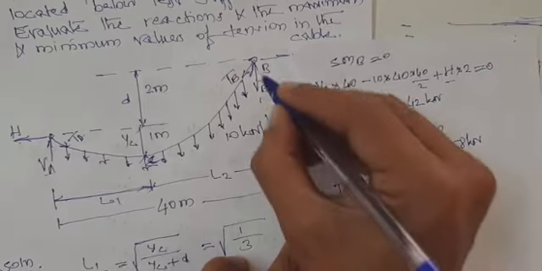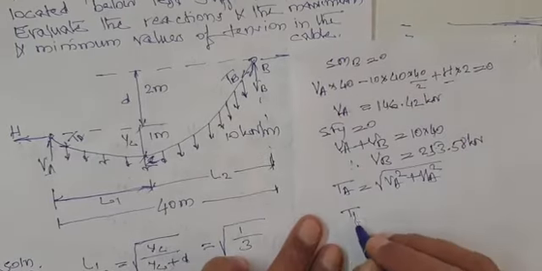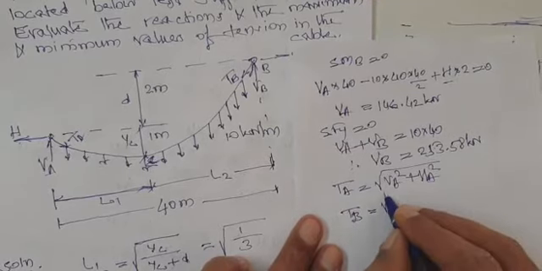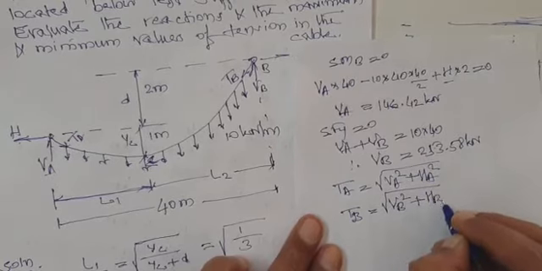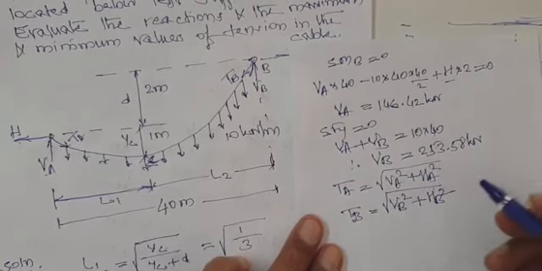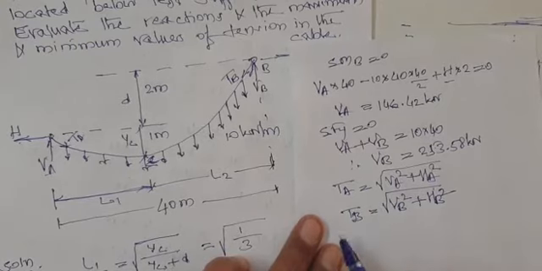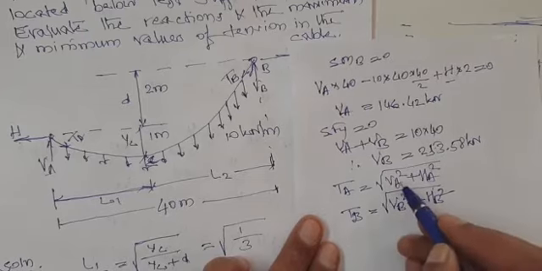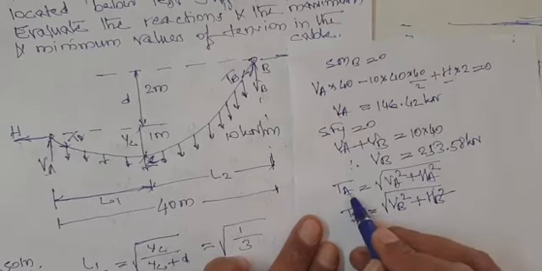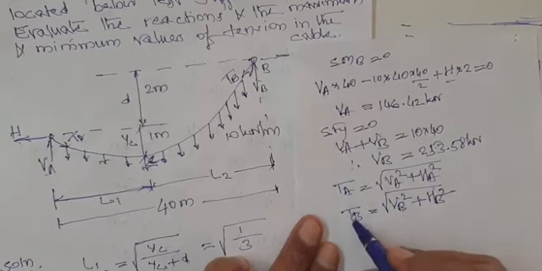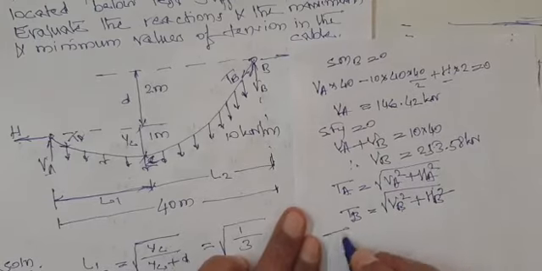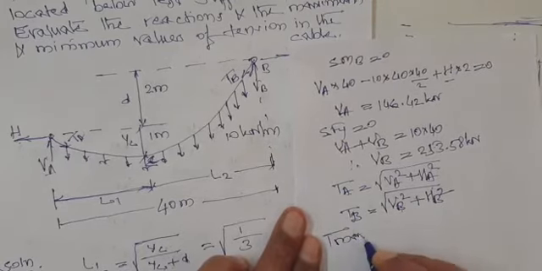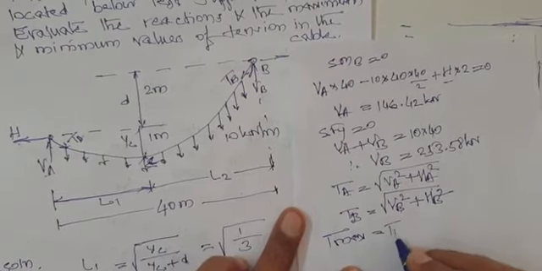And if you want to calculate the tension at support B, it will be TB, equal to the square root of VB square plus HB square. Here HA and HB are the same. Only VA and VB are different. So with a little consideration, if VA is greater than VB, TA will be maximum. If VB is greater than VA, TB will be maximum. In our case, VB is greater than VA. Therefore, maximum tension will be at support B, that is TB.